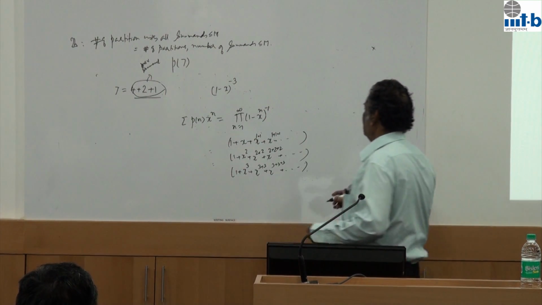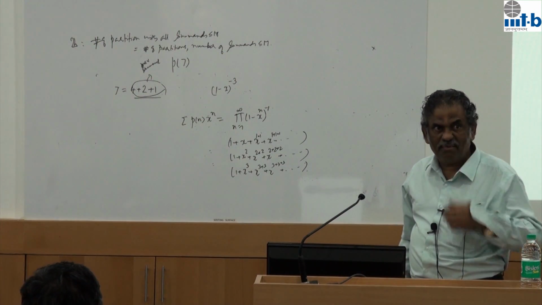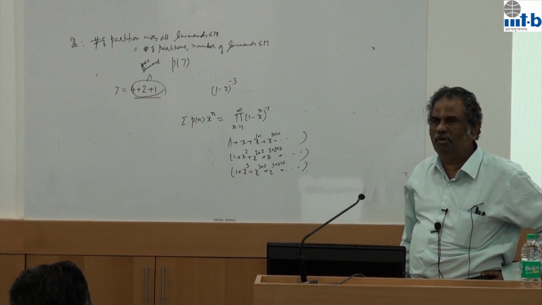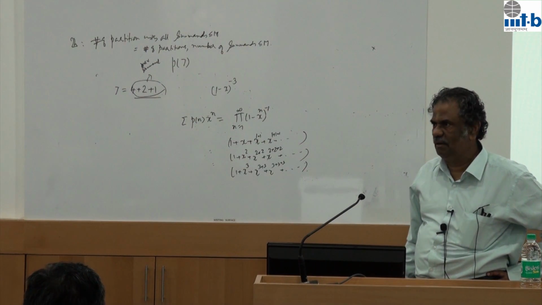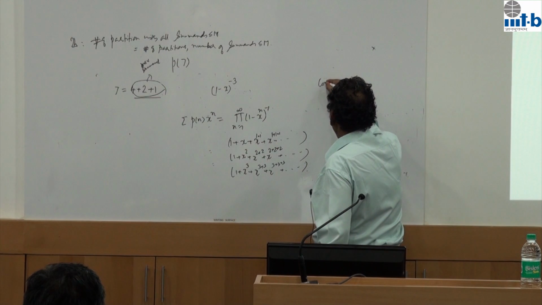Yeah, let me write like that. The first number is (1 − x)⁻¹, the second number is (1 − x²)⁻¹, the third number is (1 − x³)⁻¹, etc. Okay? And now let us look at the coefficient of x⁷.